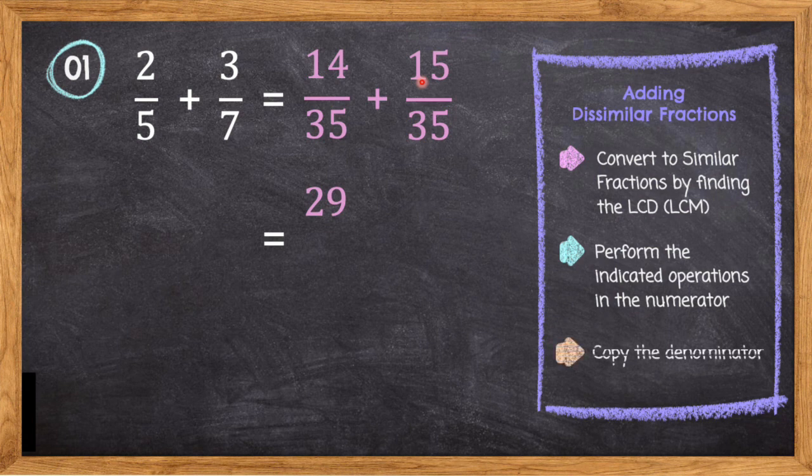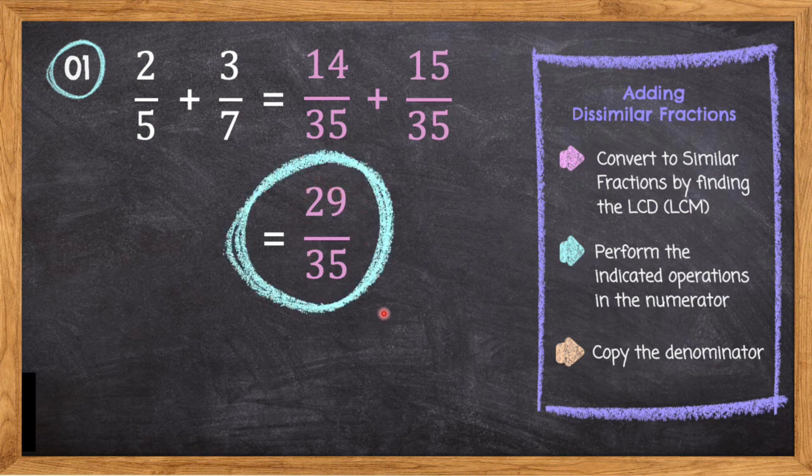And then, lastly, copy the denominator. Wala tay buhaton sa denominator, kopyahon lang. So, that is over 35. Okay? In its simplest form na, dili na siya ma-reduce. Therefore, that is now the final answer. So, 2 over 5 plus 3 over 7 is equal to 29 over 35.